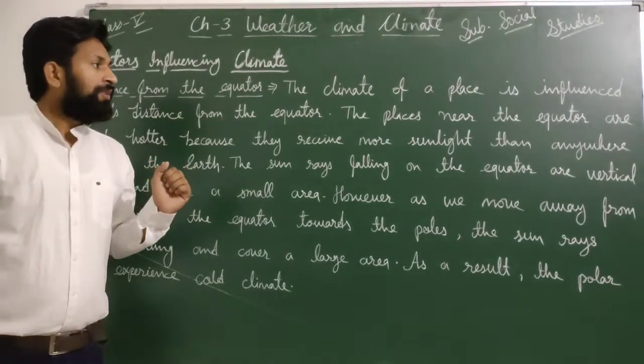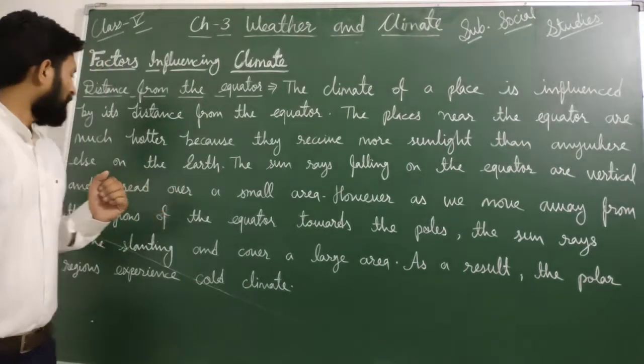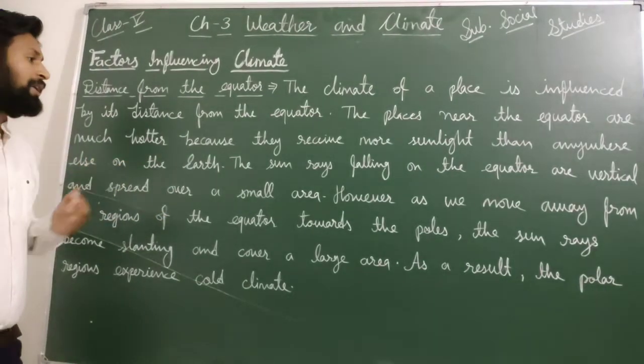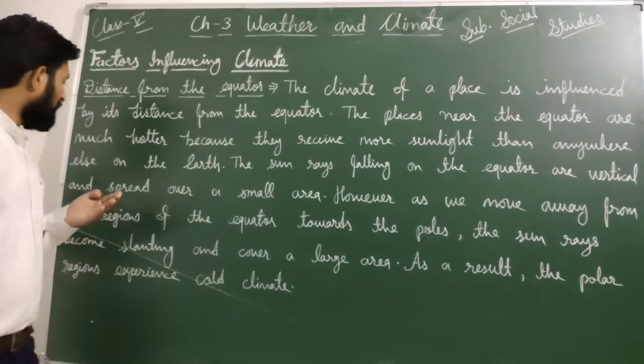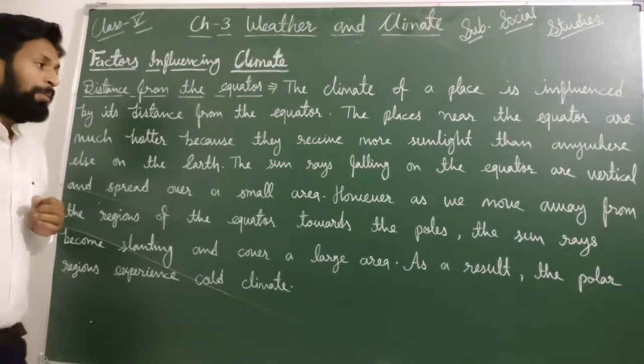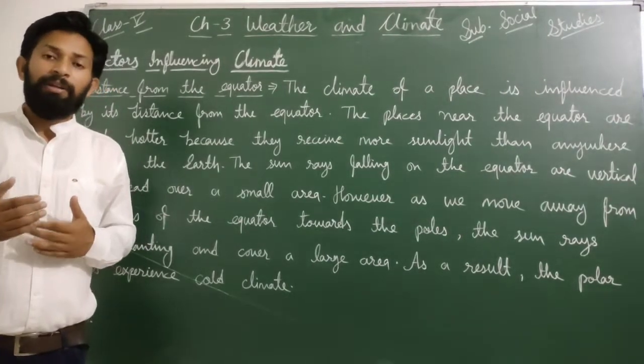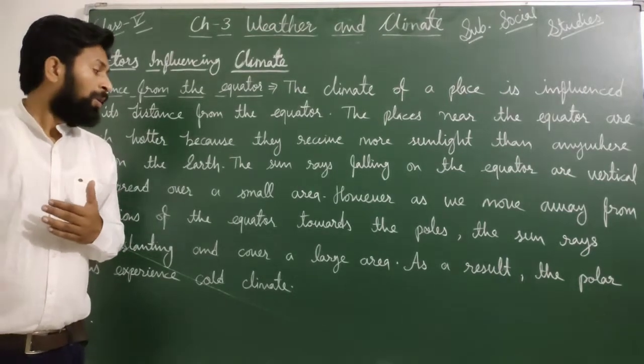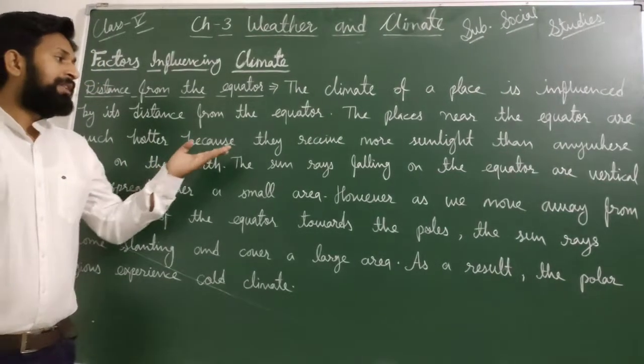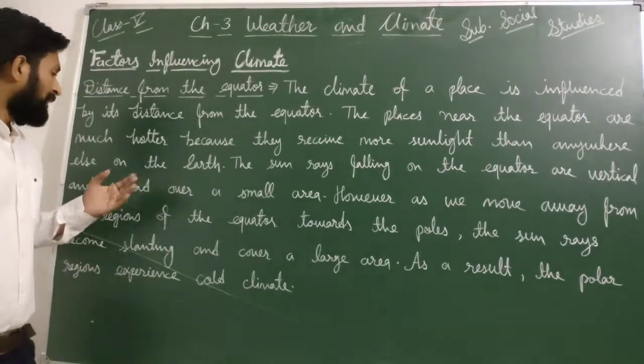The places near the equator are much hotter because they receive more sunlight than anywhere else on the earth. Whenever we go nearby the equator, we feel more hot because that place receives more sunlight than anywhere else on the earth.